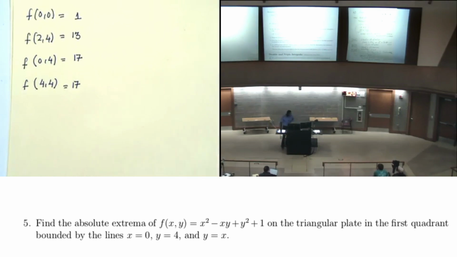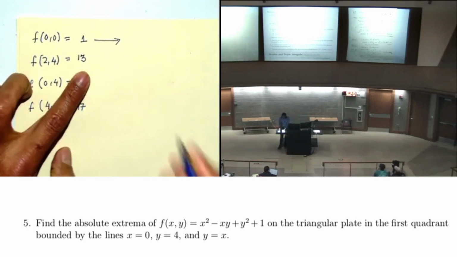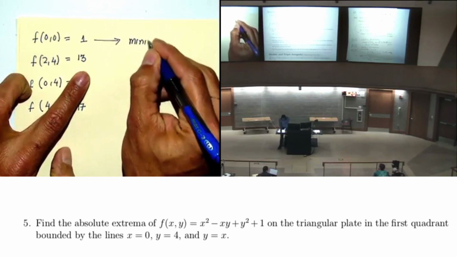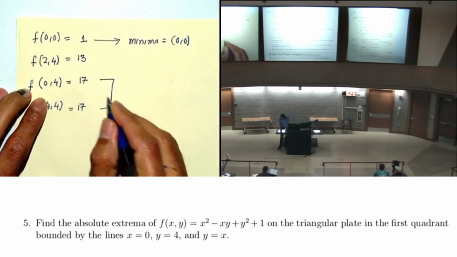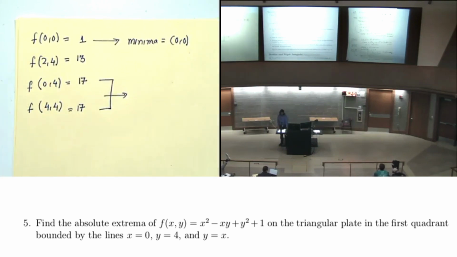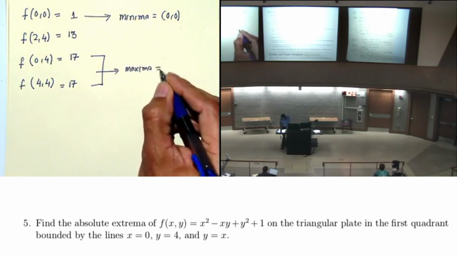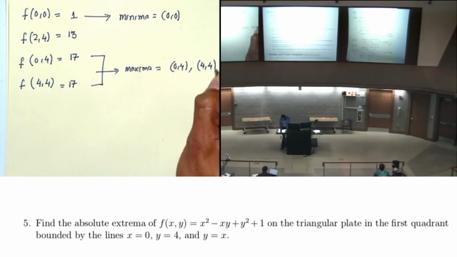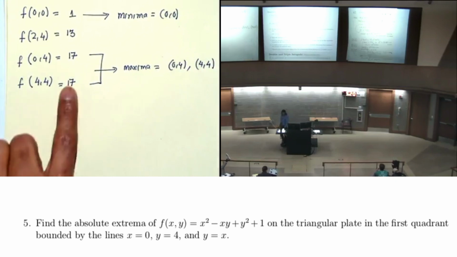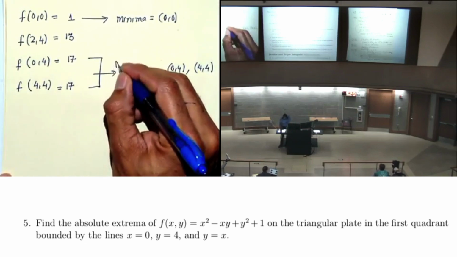The problem is asking to find the absolute max and absolute min. Clearly, this number is the smallest, so this is a minima. The minima here is 0, 0. These two numbers are the largest, but they tie, so there are two maxima: 0, 4 and 4, 4. There is a tie between the two. So this is the maximum value, but these are the maxima. They also call it absolute.